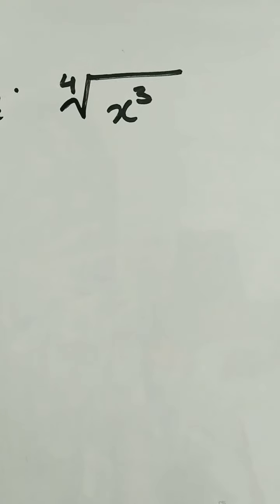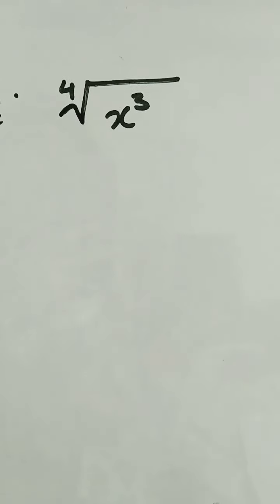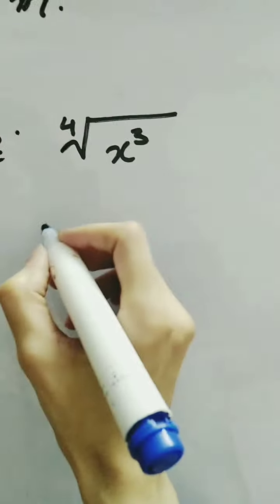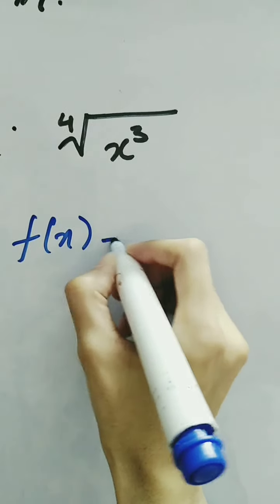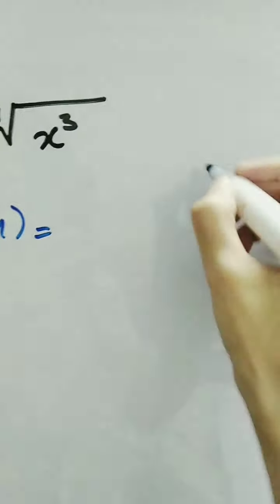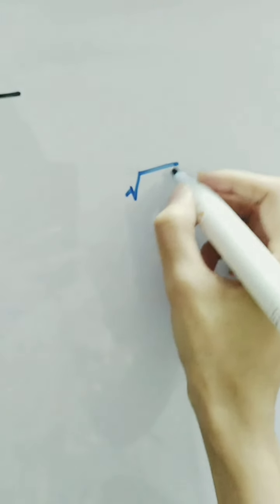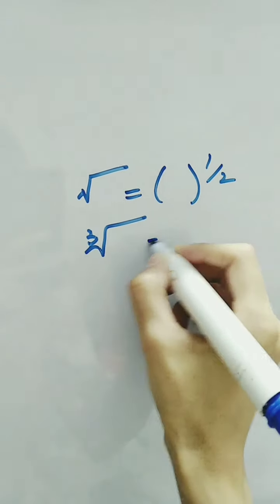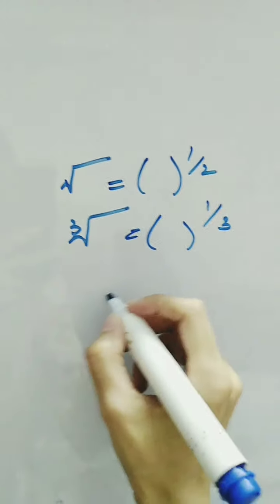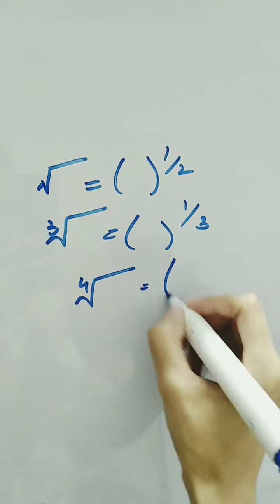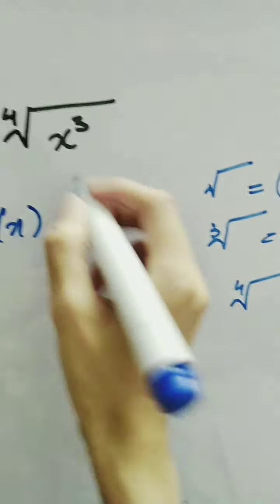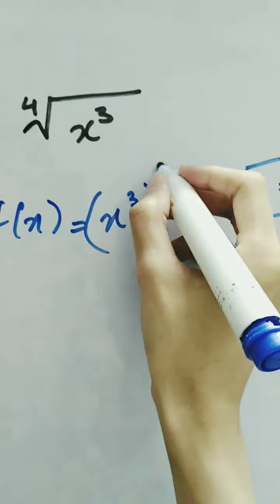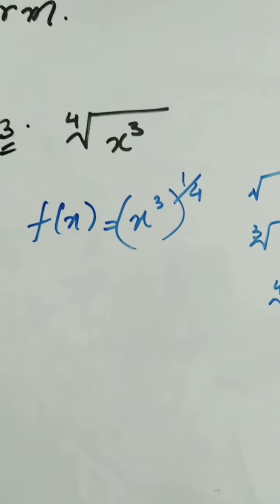Now look at another function, which is a quad root, and we have x cube quad root. So here we are going to solve it in a way. As we know, the value of the square root is equivalent to half. Similarly, cube root is equivalent to 1 over 3 and quad root is equivalent to 1 over 4. So here we can write this quad root as x cube raised to the power 1 over 4.